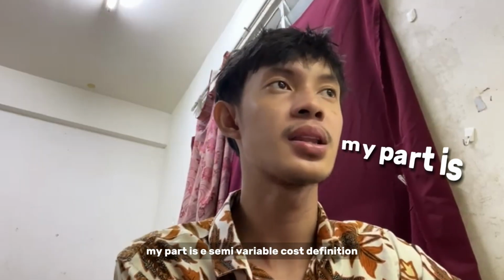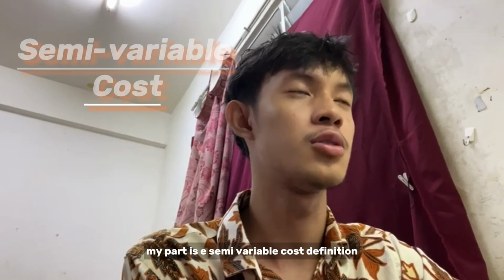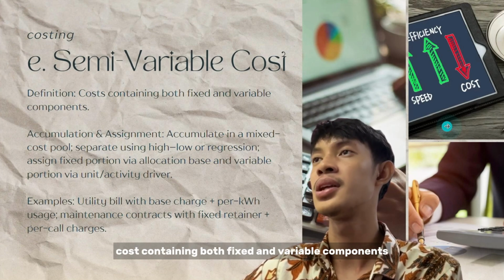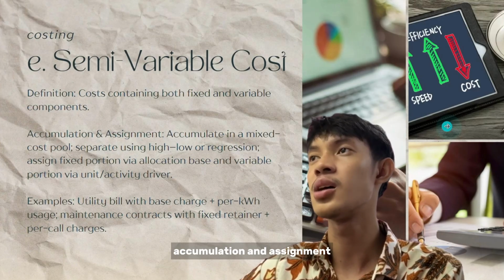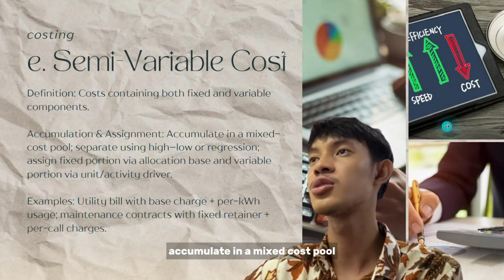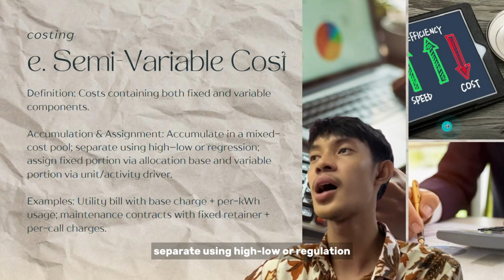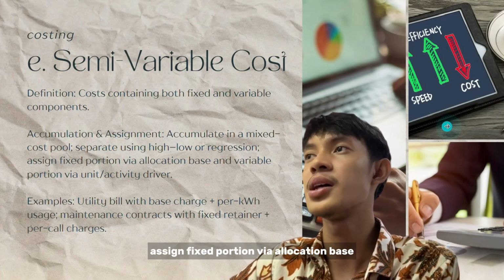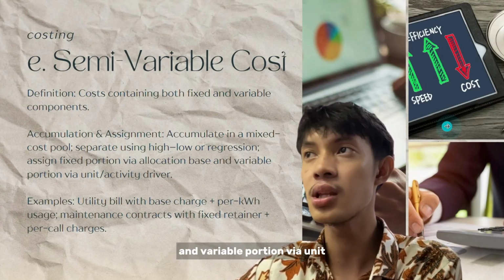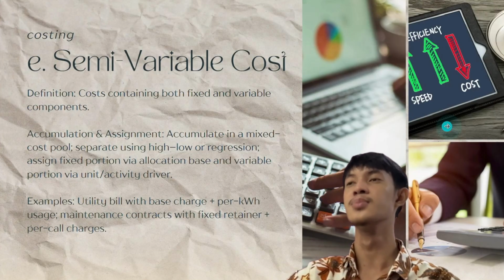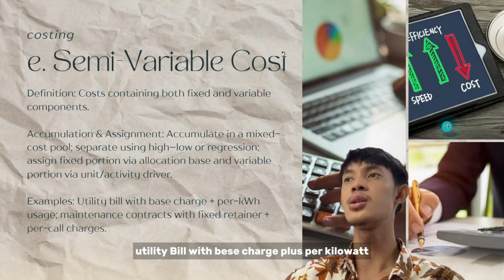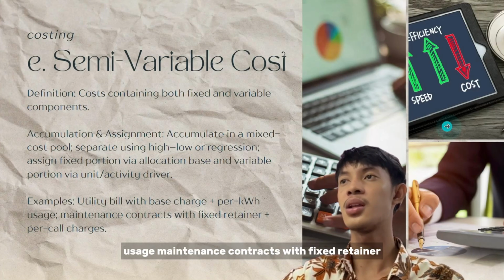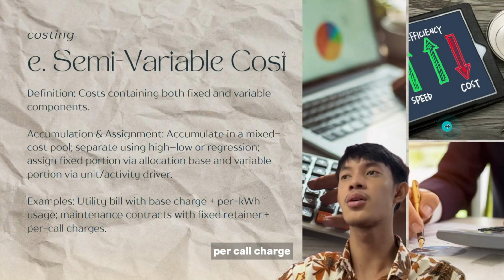Okay, my part is E. Semi-variable cost. Definition: cost containing both fixed and variable components. Accumulation and assignment: accumulate in a mixed cost pool, separate using high-low or regression. Assign the fixed portion via allocation base and the variable portion via a unit activity driver. For example, a utility bill with a base charge plus per-kilowatt usage, or a maintenance contract with a fixed fee plus per-call charge.